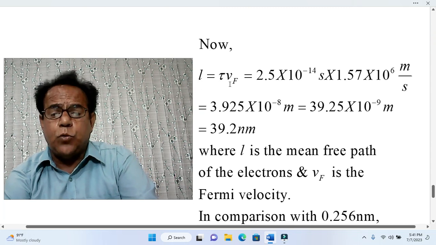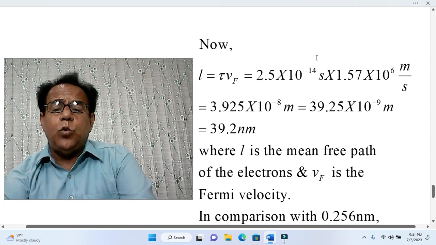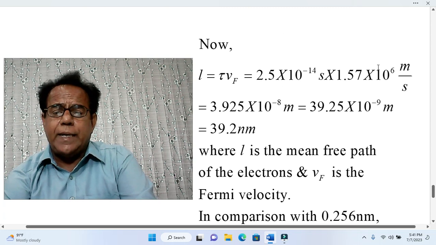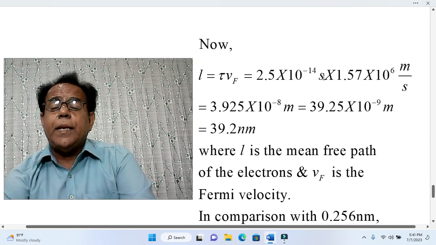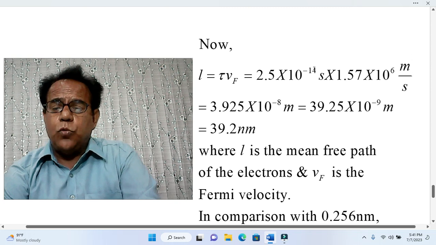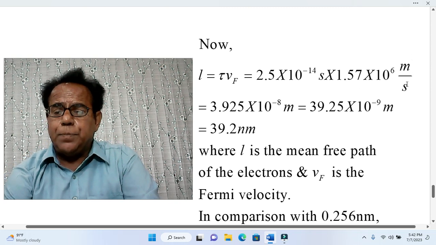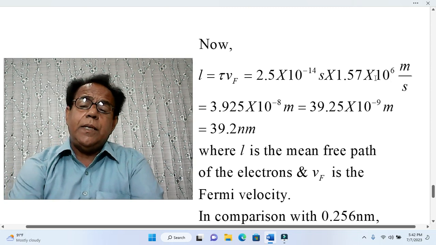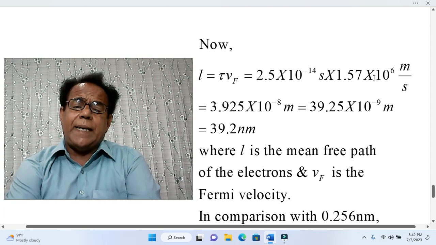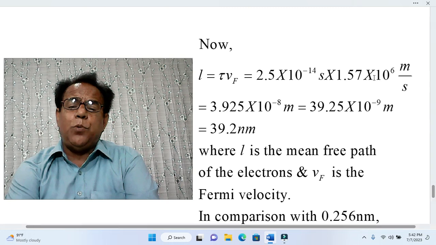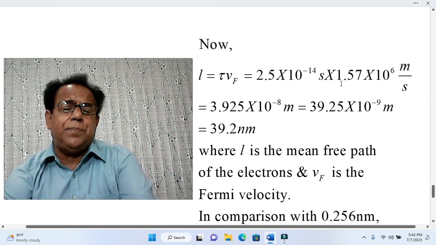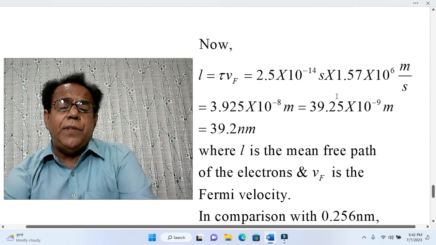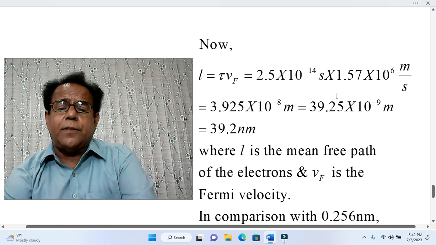L is equal to tau into Vf, is equal to this value which we have calculated in the above portion, and this is the value which is given in the table. We have emphasized this value 1.57 into 10 to power 6 meter per second. This value is given in the table of constants. I have emphasized that solid state physics books are full of statistical data in the shape of tables, and we cannot proceed without understanding those tables.